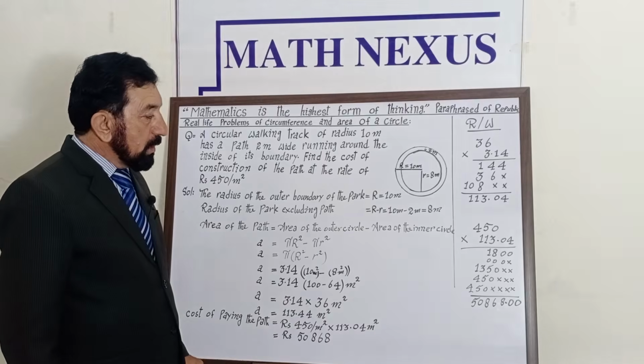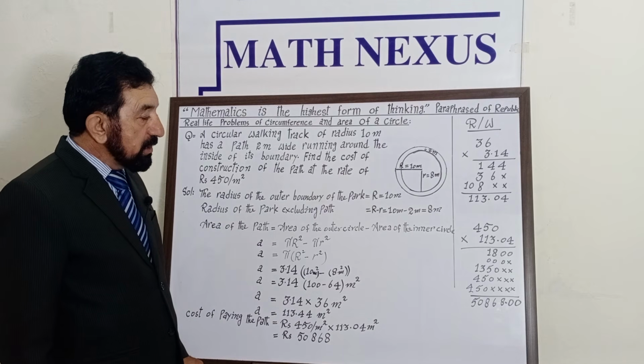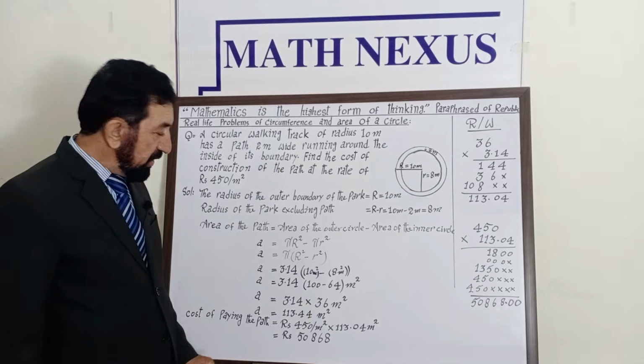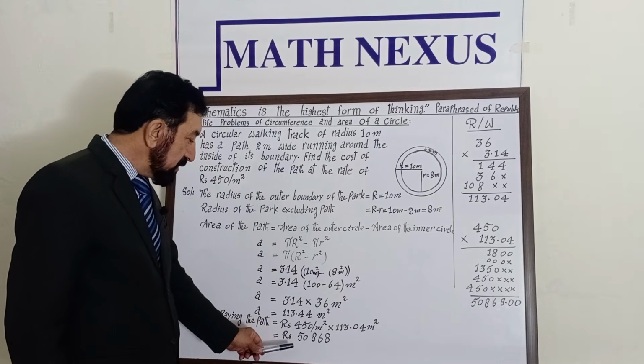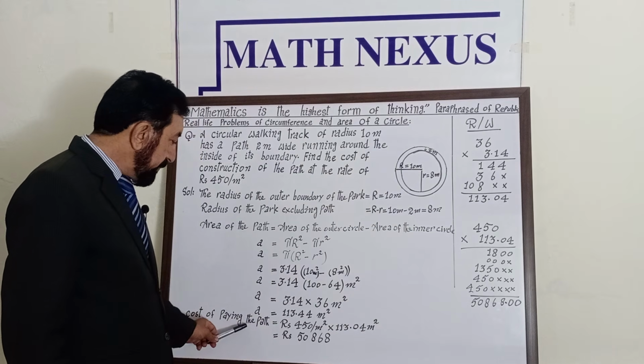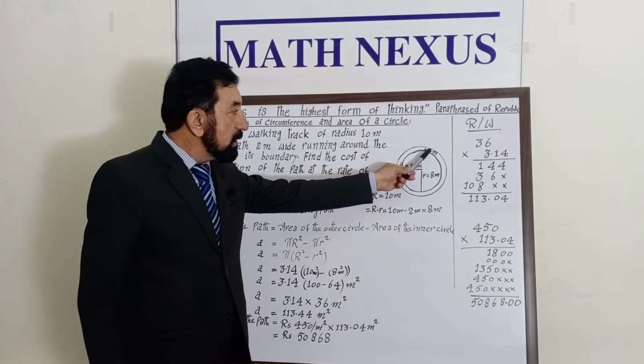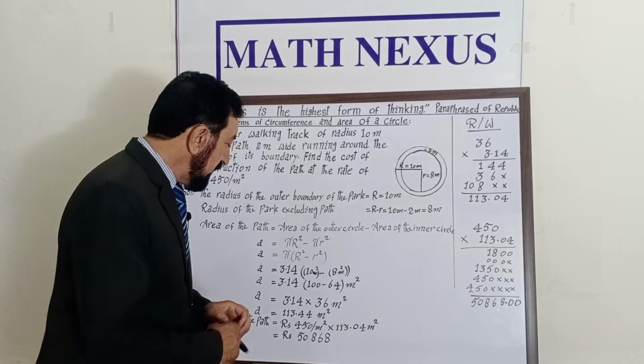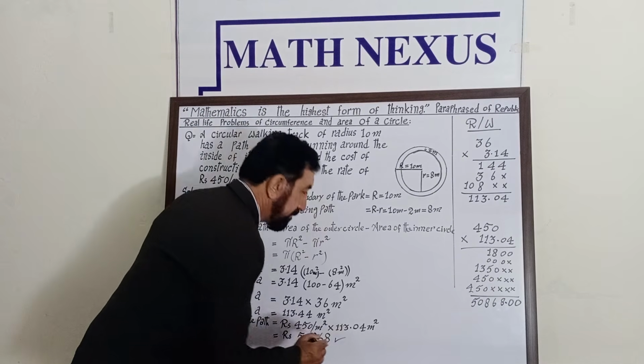50,868. 50,868 rupees is the cost of paving the path. This is the answer of the question.